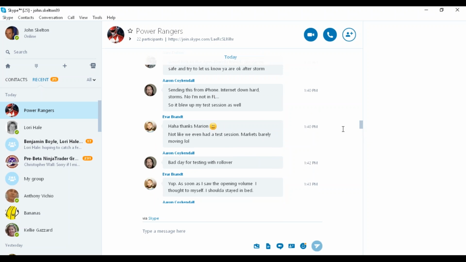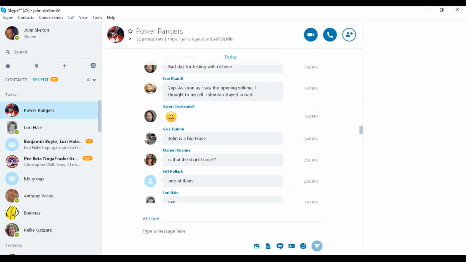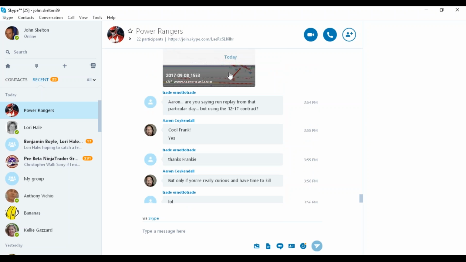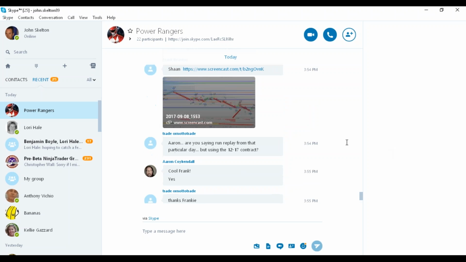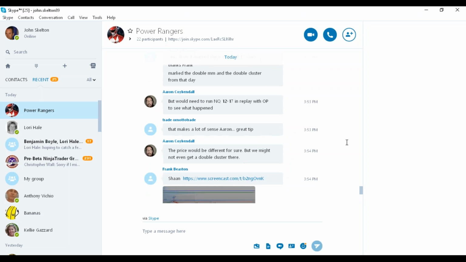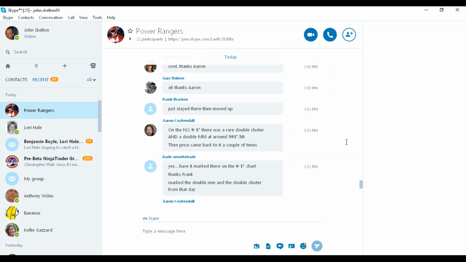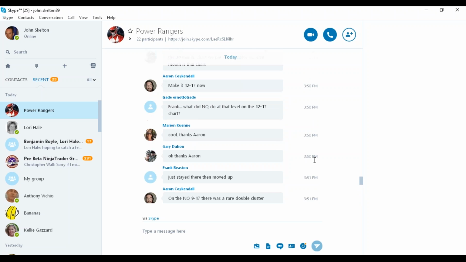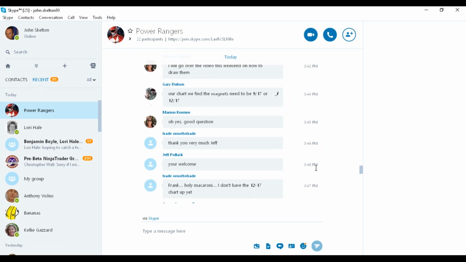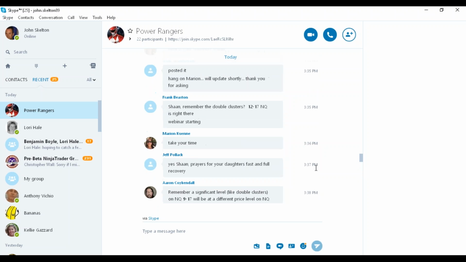But guys, this is just from today. This is all the conversation there from today. Going over charts and examining charts with each other, helping each other out. Well, hey, on that NQ trade, there was a rare double cluster, and then there was this. What do you guys think about that? Let's examine this. Let's learn. Let's talk these trades through. How are you? How's your family? Just really great stuff.